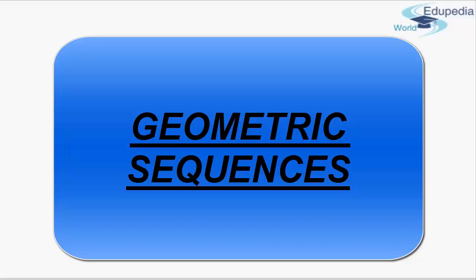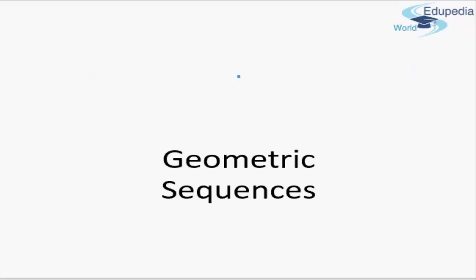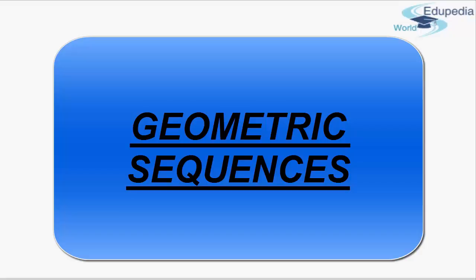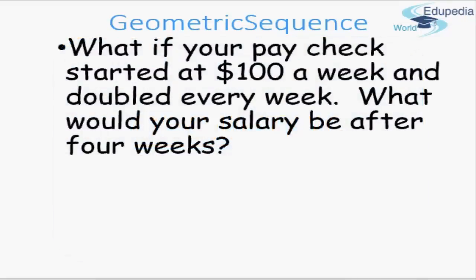So what we learned in arithmetic sequences is that if you have some list of numbers, and the relation between those numbers can be found through addition or subtraction of a particular number, then that is known as an arithmetic progression. In the geometric sequence, that's a bit different. I will explain what a geometric sequence is with the help of an example.